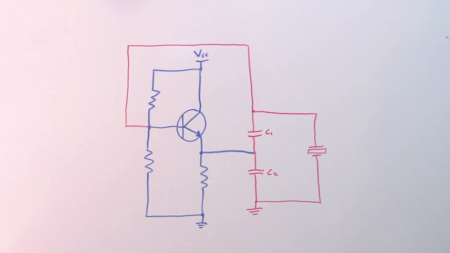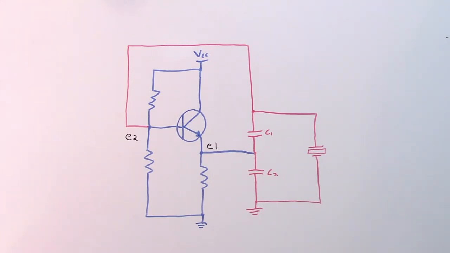So for clarity, I've redrawn the typical Colpitts oscillator schematic to very clearly segregate the amplifier from the feedback network. And if we take a qualitative analysis of this, we can see that the amplifier here is just an emitter follower. There's really nothing particularly special about it. All the magic, if you will, happens in the feedback network.